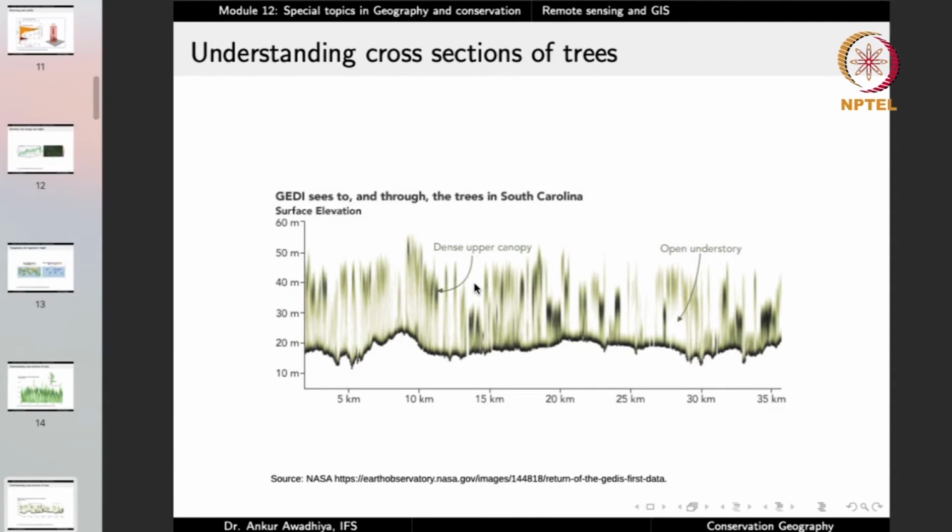So if we make a plot of the LiDAR data, we get a plot like this. This is telling us that this portion is a dense upper canopy, this portion is an open understory, and so on. So you are able to get a visualization of the trees as they would be seen from the side.